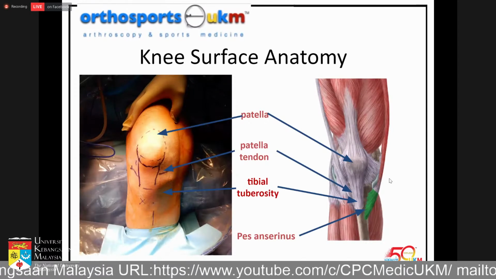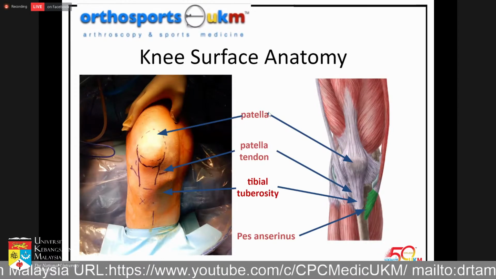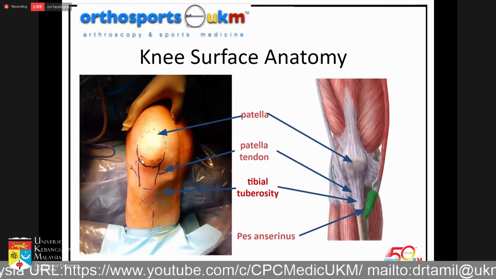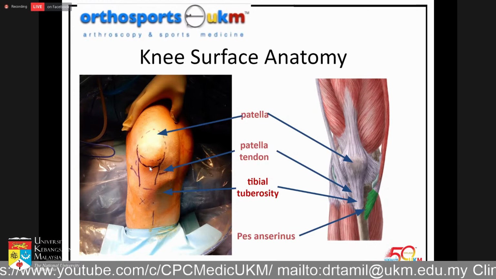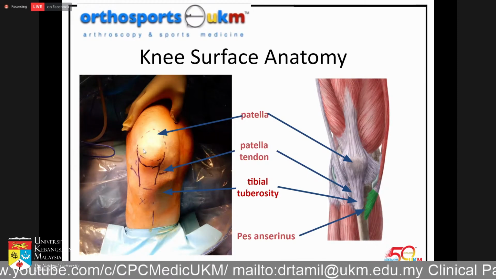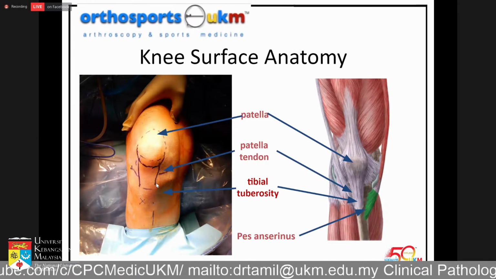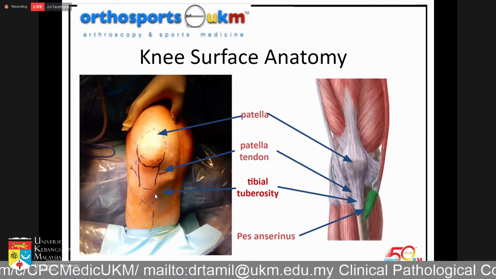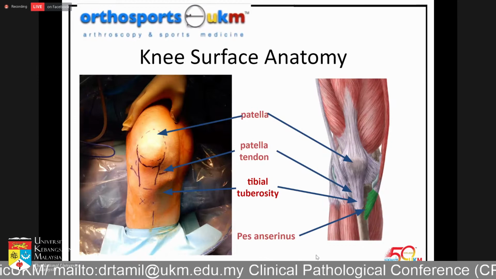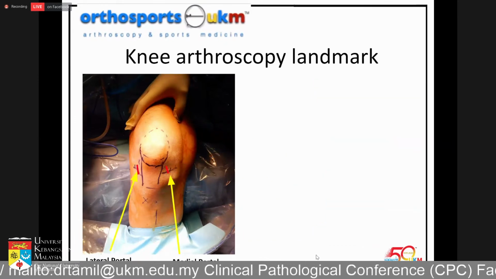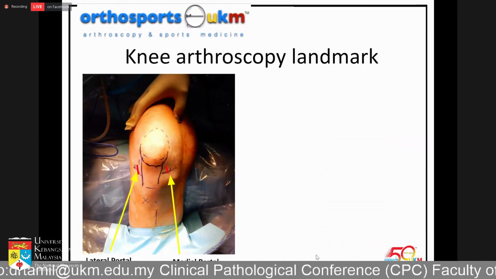So for that, we need to know the knee surface anatomy. So when we look at the patient's knees, we usually will draw the landmarks first. So this is the landmark of the patella tendon, and the tibia and the tibial tuberosity, and this is the pes anserinus. So we did the operation via arthroscopy.